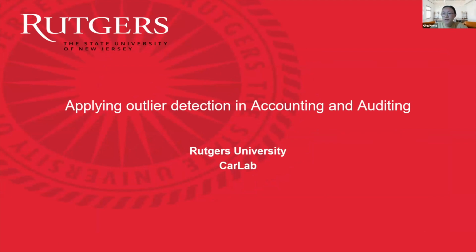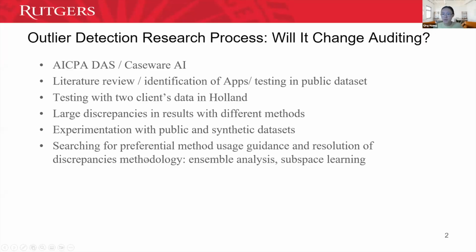Our two projects. First one is the Outlier detection project. Here I will just give some updates about this project. So our project starts with AI CPA and K-square AI. We start from the comprehensive literature review, and then we try to find some of the publicly available and popular packages as well as algorithms that can be used in the Outlier detection.